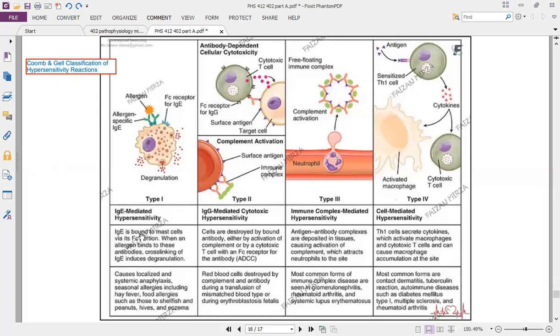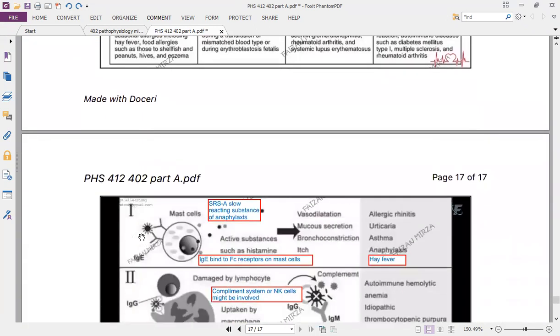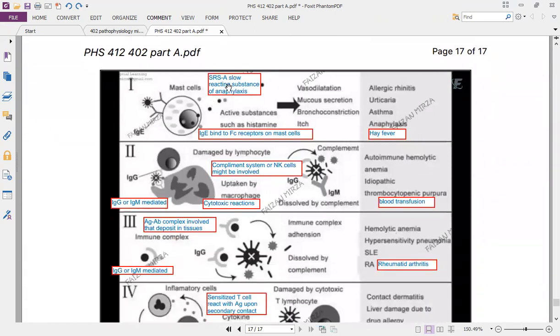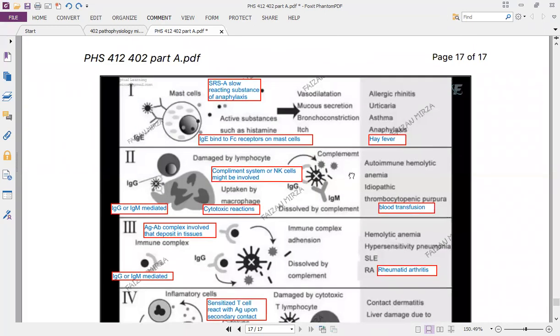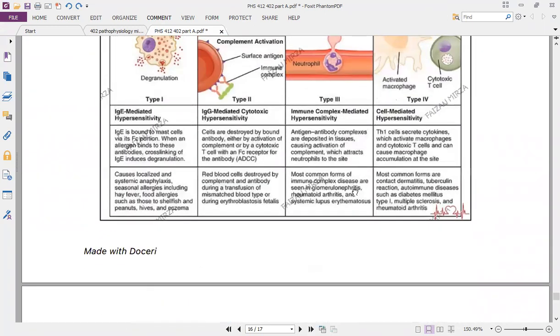Among these granules are SRS, the slow reacting substance of anaphylaxis, SRS-A, and histamine as well. So this causes vasodilation, mucus secretion, bronchoconstriction, and itching in that region. This is because of the granules of the mast cell that got released in response to the IgE attaching to the allergen, and in turn attaching to the Fc receptors on the mast cell. Allergic rhinitis, asthma, and hay fever are examples of type 1 hypersensitivity.